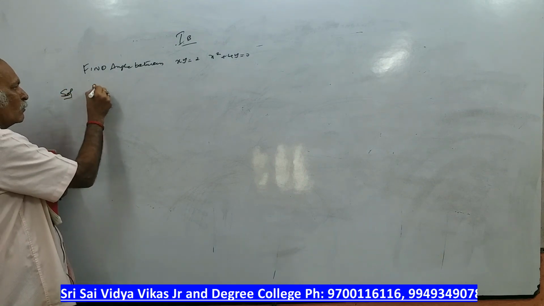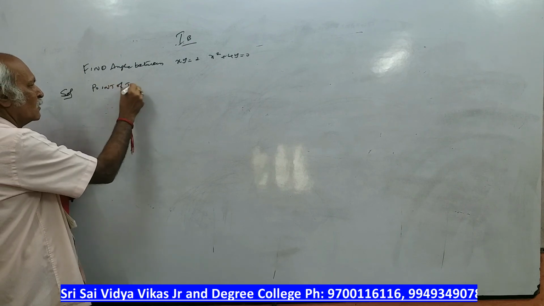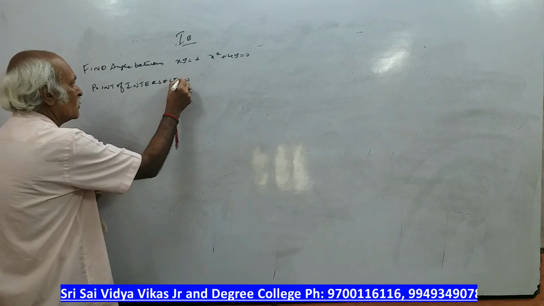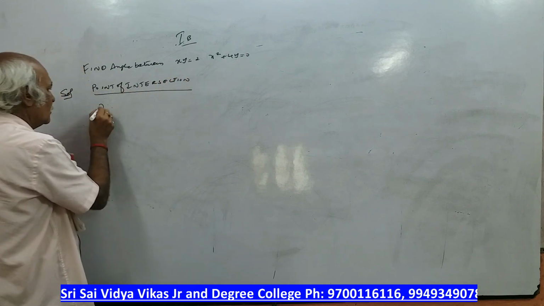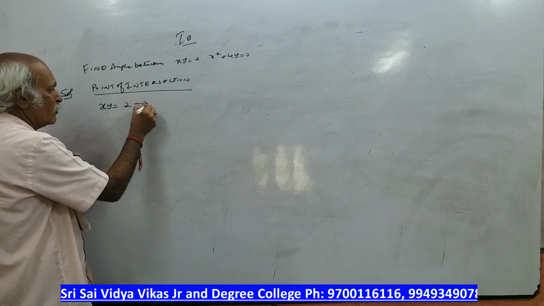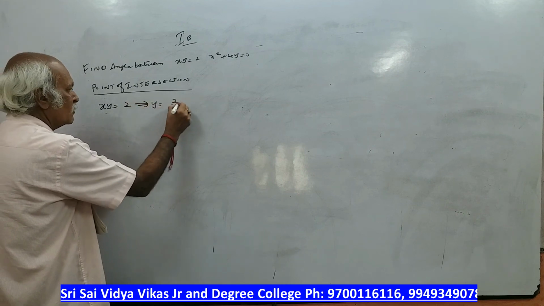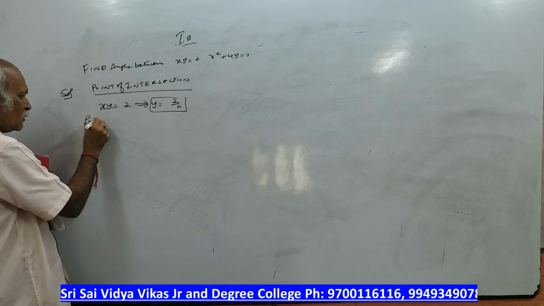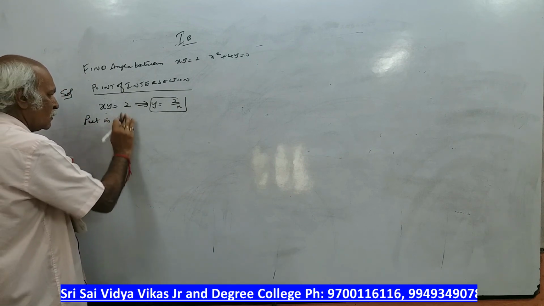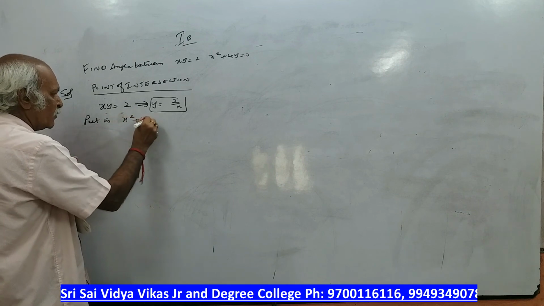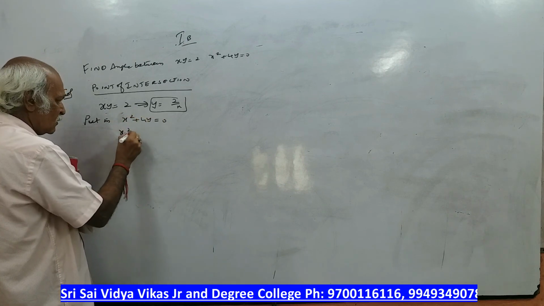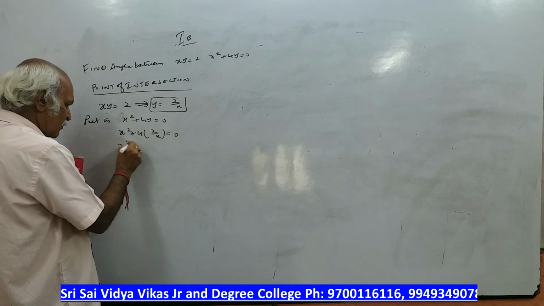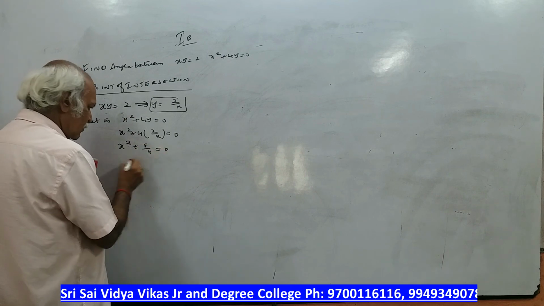First, we have to find the point of intersection. What is xy? 2. From this, what is the y value? y is 2 by x. Put this in x square plus 4y is equal to 0, where y is 2 by x. So x square plus 8 by x is equal to 0.